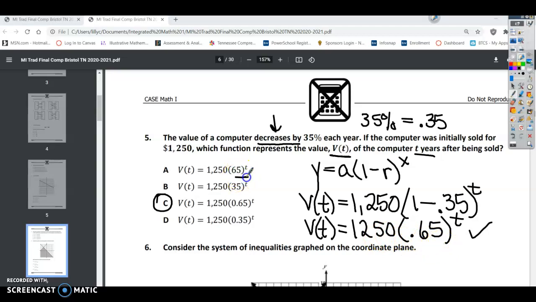These are way too big. Those would be exponential growth because they're greater than 1 instead of decay. So number 5, the correct answer is C.